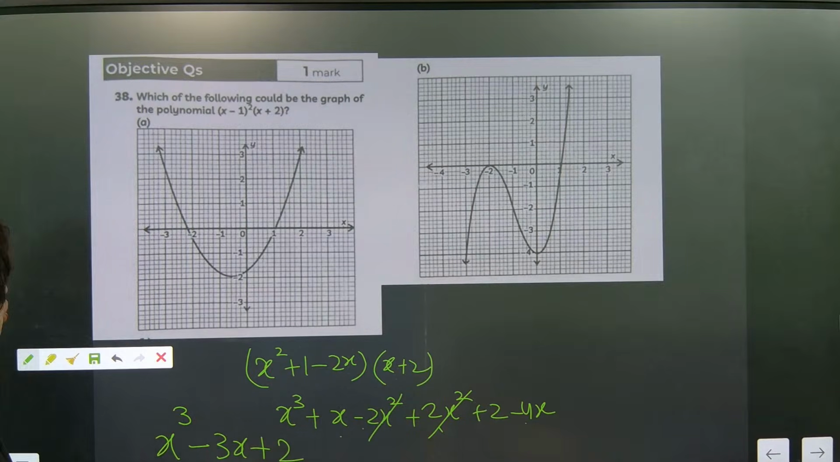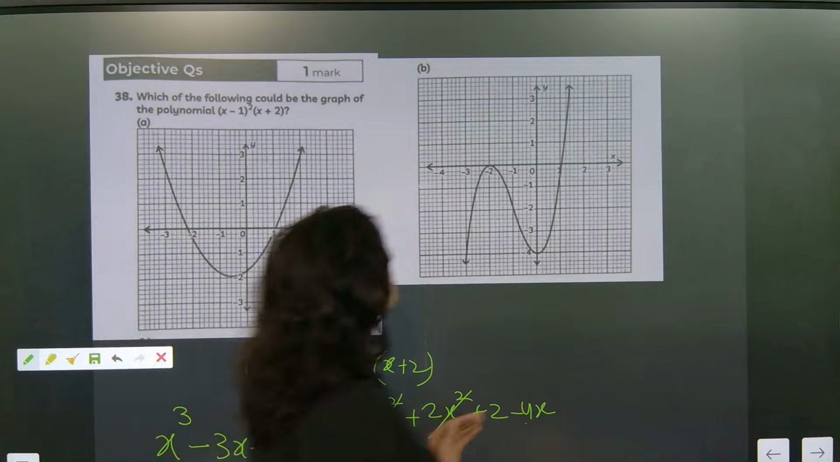Understood or not? So, in the cubic part, when the value of x becomes 0, what will be the value of y? The value of y will become 2. Understood? When we substitute the value of x at some of the critical points.